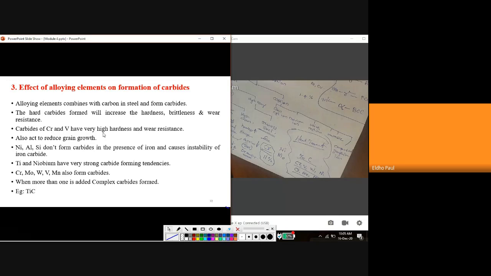So by the addition of this, where do we use very high hardness and wear resistance material? Can you give an example for the application of using a high wear resistance material?